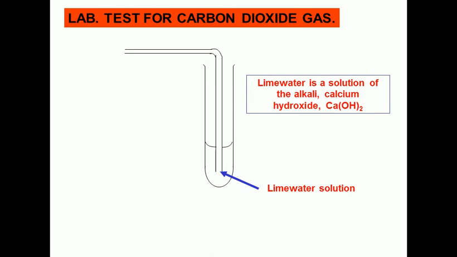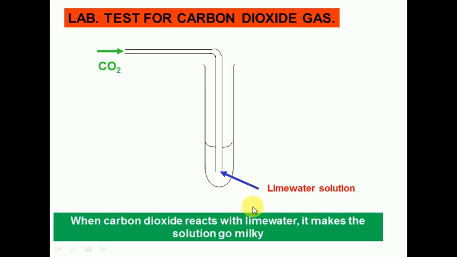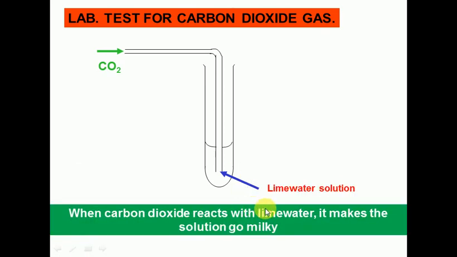The first test, which is used for the detection of carbon dioxide gas, for which we required lime water, which is a solution of calcium hydroxide. So when we pass carbon dioxide gas into the lime water solution, it turns milky due to the formation of calcium carbonate precipitate.